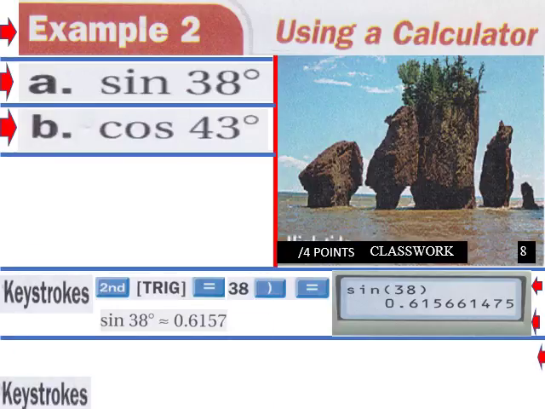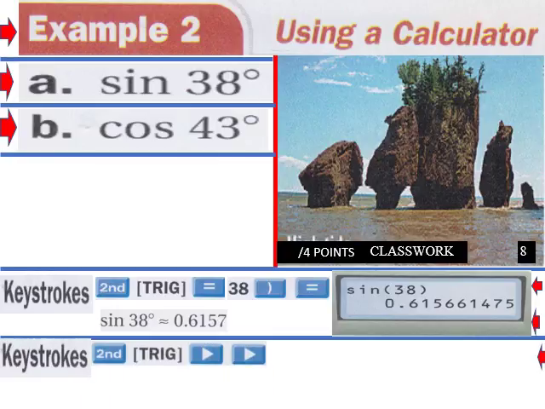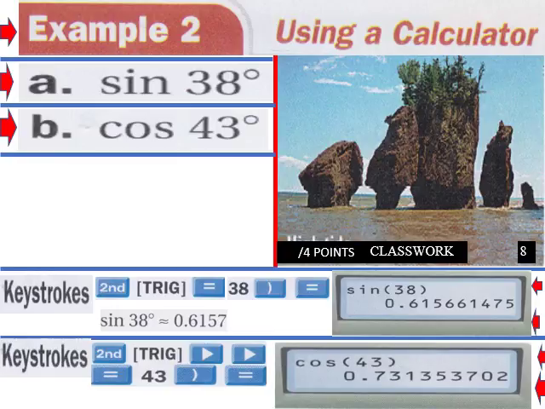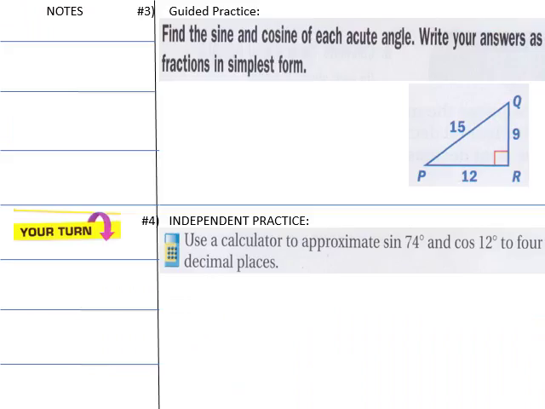That's the idea of using a calculator to find sine. And then cosine 43, we do the same thing for finding cosine. On this calculator they go second trig, but I think on a TI you go cosine 43, and you get this number here, 0.7314. Okay, find sine and cosine of each acute angle here. Write your answers as fractions, and then students use the calculator to find sine 74 and cosine 12 to 4 decimal places.